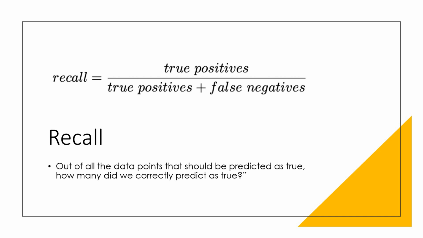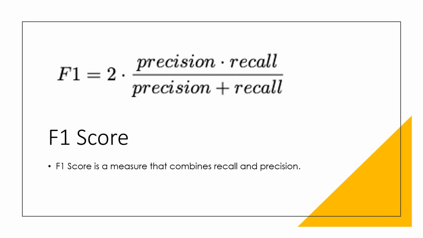Now, what is recall? Out of all the data points that should be predicted as true, how many did we correctly get predicted as true? So recall is calculated with the formula true positives divided by true positives plus false negatives. And finally, F1 score. F1 score is a metric which combines recall and precision. So 2 multiplied by precision times recall divided by precision plus recall.